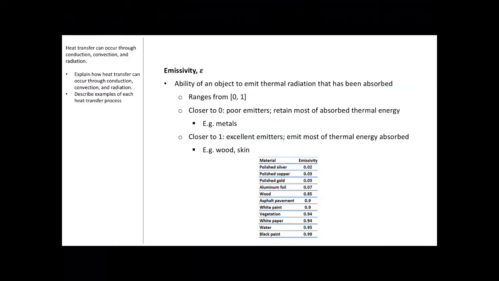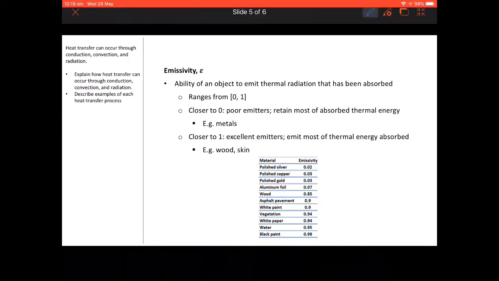Emissivity refers to the ability of an object to emit thermal radiation that has been absorbed, and it is represented by this little epsilon, e, here. It ranges from 0 through to 1, and it doesn't have any units.